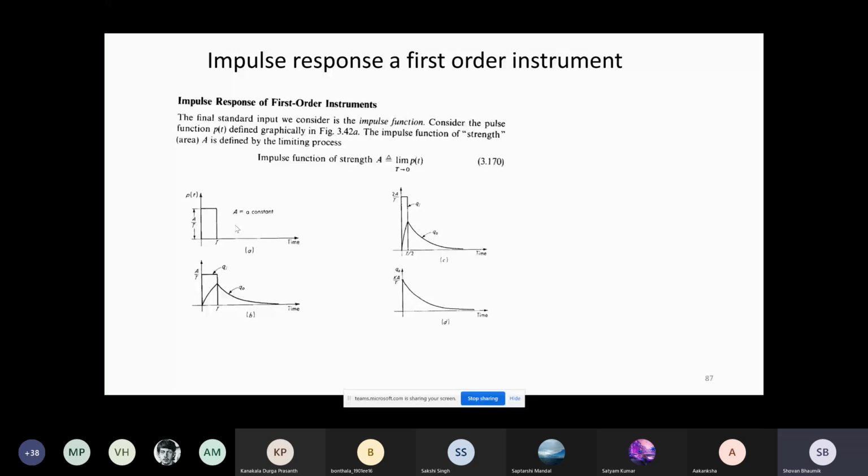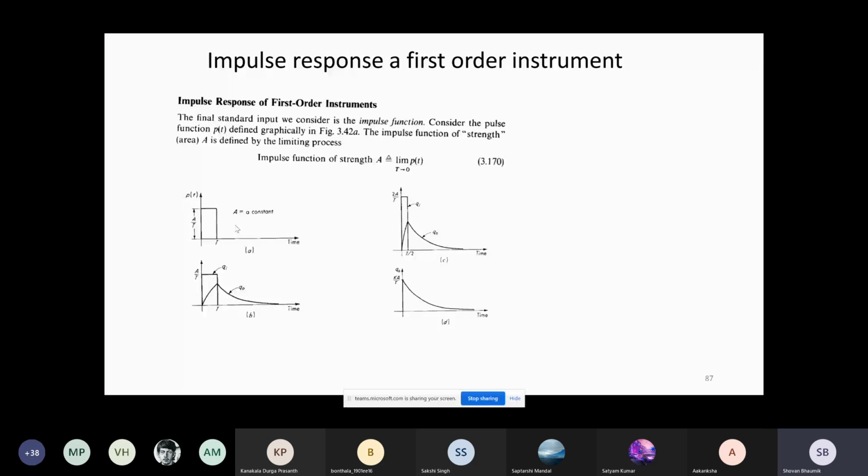Now you see how the first order system may behave in the presence of the impulse signal. See figure B. Here a first order system is subjected to an input which is A by T, and the time is T. You see the strength is capital A again, but during the period when this A by T is present, it might be a kind of step input, and then gradually it comes to 0.